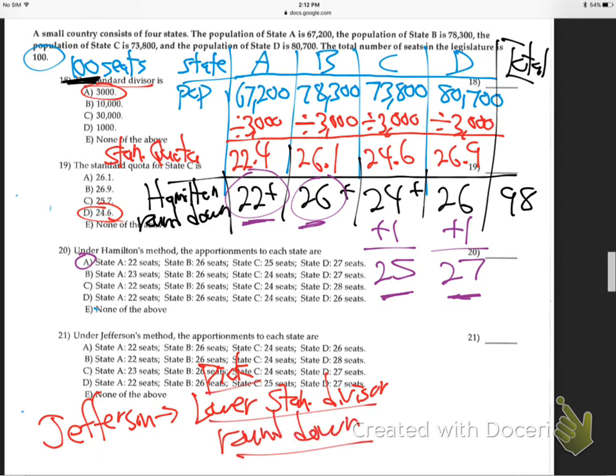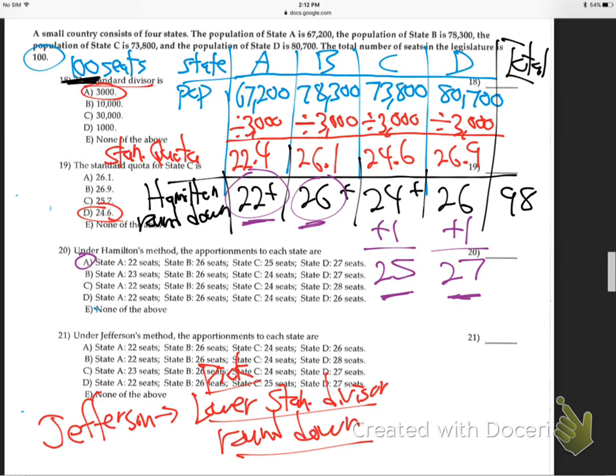Lower divisor, round down. Adams will do the opposite. He's higher divisor, round up. Jefferson's down, right? Webster says, hey, just round off. Those are the other 3 methods. Jefferson is down, Adams is up, Webster is just round off. So this is actual Thomas Jefferson from history. This was a method used for a while. So pick a lower standard divisor and round all of them down.